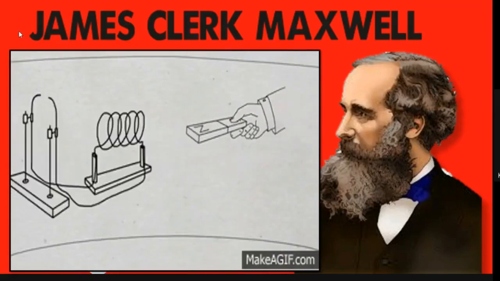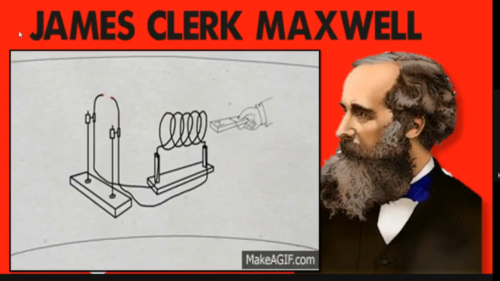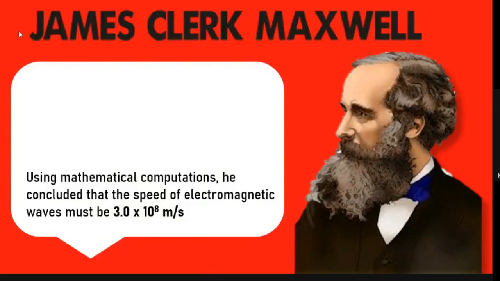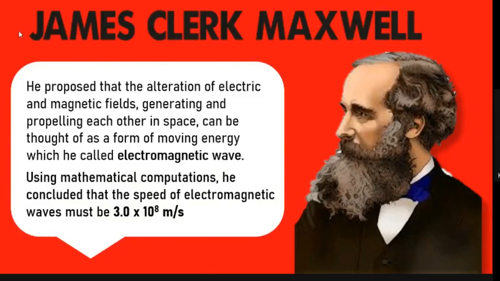Maxwell proposed that the alteration of electric and magnetic fields generating and propelling each other in space can be thought of as a form of moving energy. Maxwell further thought of this form of energy as a wave which he called electromagnetic wave. Using mathematical computations based on his theoretical assumption and the numerical results of Faraday's experiments, Maxwell concluded that the speed of electromagnetic waves must be 3 times 10 to the 8th power meters per second.